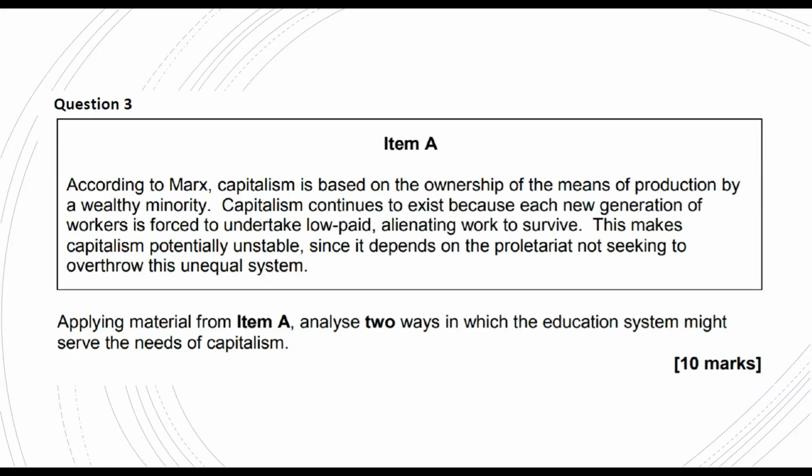Question 3 was an analyse question. And as we've looked at in class, analyse questions refer you to find 2 hooks in the item. The question was about ways in which the education system might serve the needs of capitalism. So it was a question that was asking you to link together your knowledge of Marxism with education.